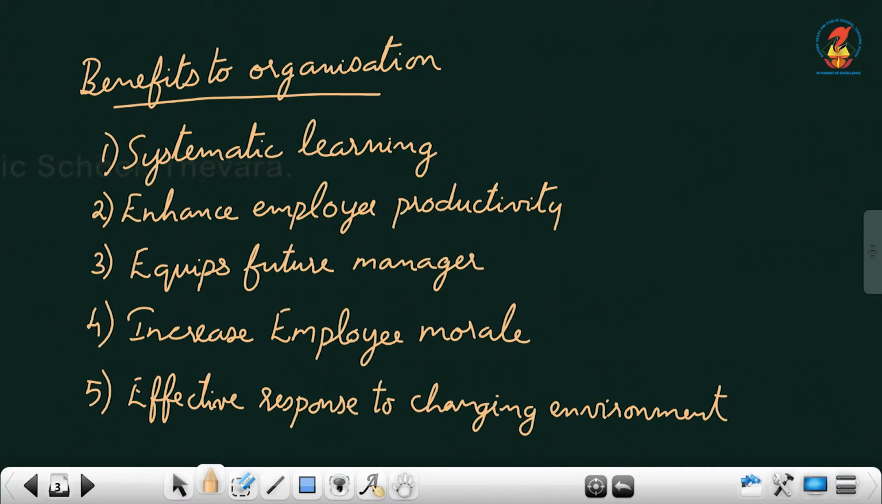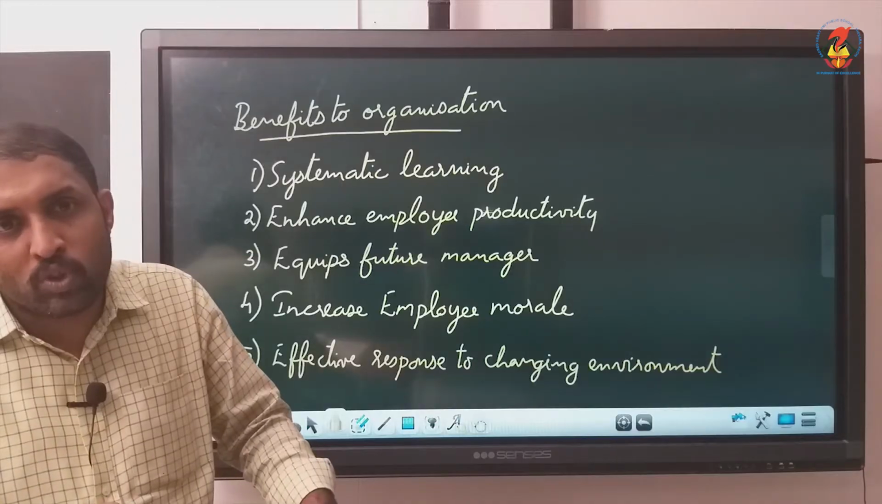The third one is that it equips future managers.